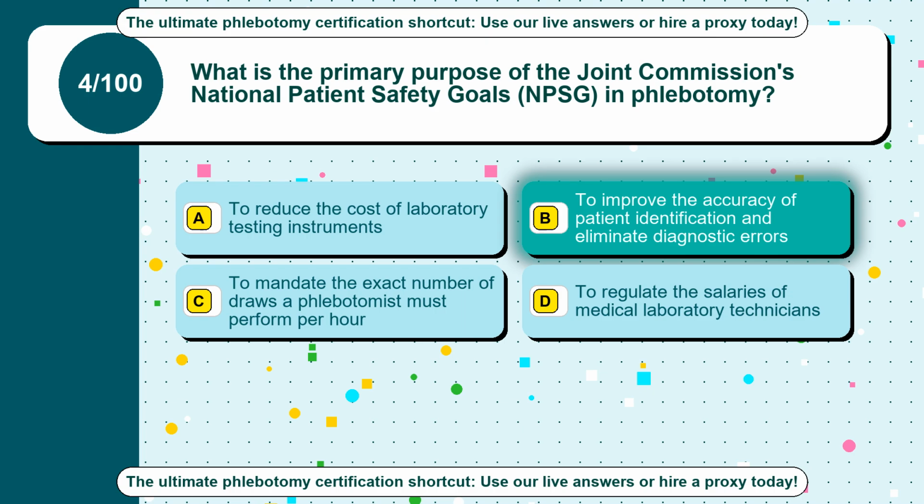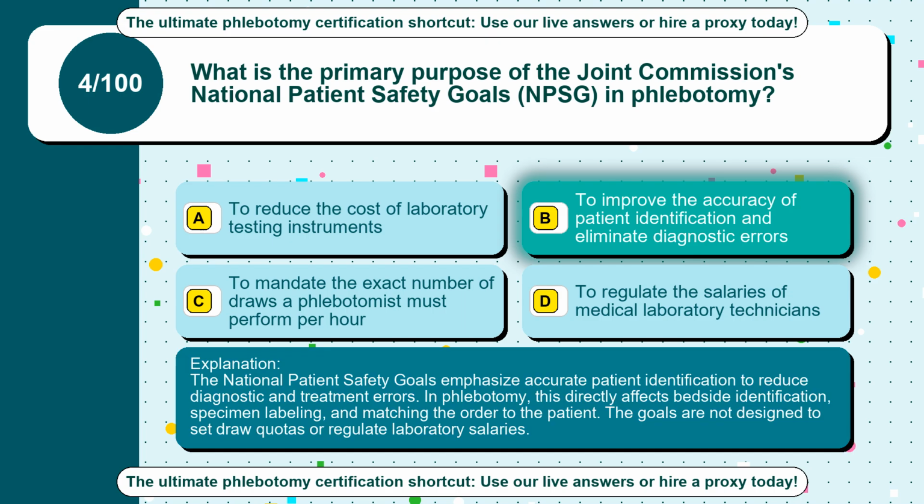To improve the accuracy of patient identification and eliminate diagnostic errors. The National Patient Safety Goals emphasize accurate patient identification to reduce diagnostic and treatment errors. In phlebotomy, this directly affects bedside identification, specimen labeling, and matching the order to the patient. The goals are not designed to set draw quotas or regulate laboratory salaries.